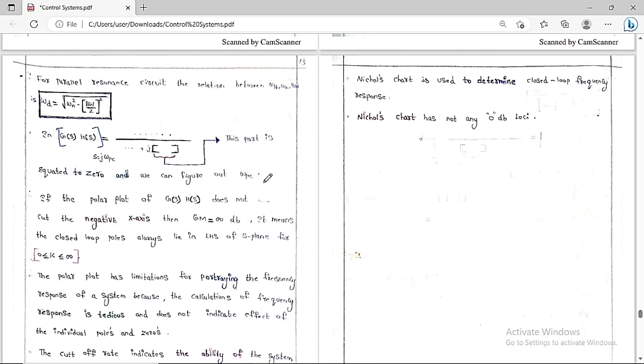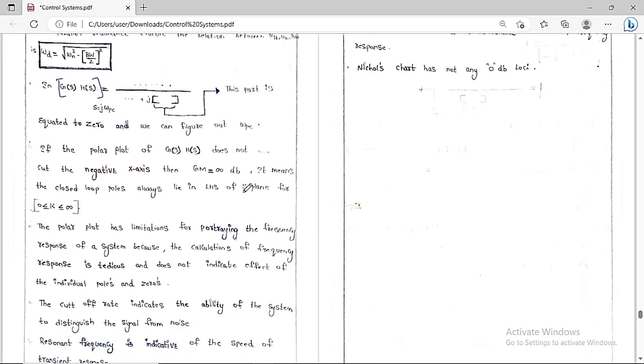The next point is that if the polar plot of G(s)H(s) does not cut the negative real axis, then the gain margin is said to be infinity dB. It means the closed loop poles always lie in the left half of the s plane for 0 less than or equal to K less than or equal to infinity. Listen carefully. If the polar plot of G(s)H(s) does not intersect the negative x-axis, then the gain margin is said to be infinity dB. It means the closed loop poles are always going to lie in the left half of the s plane for all ranges of K.